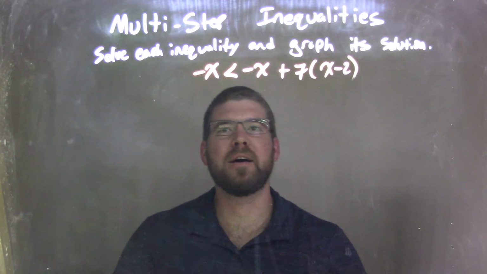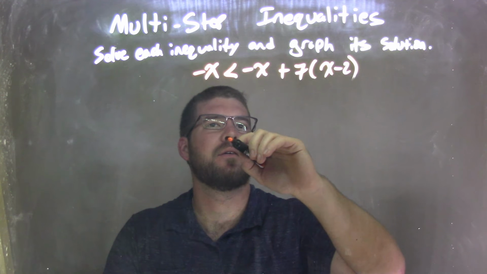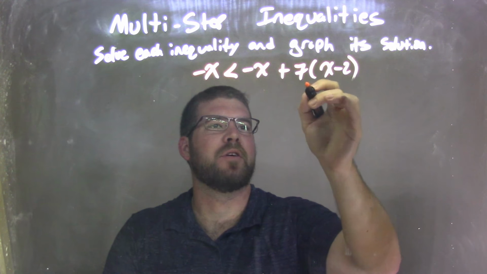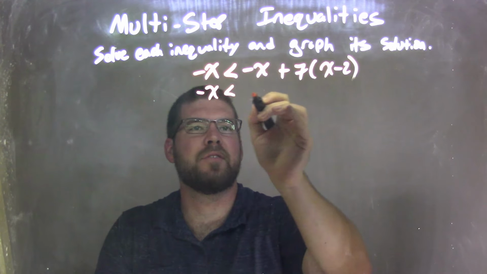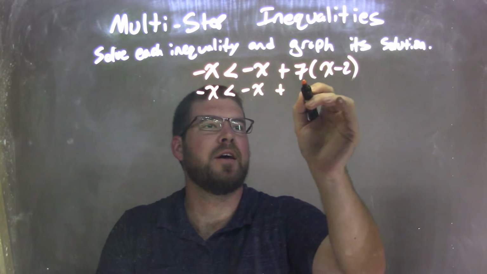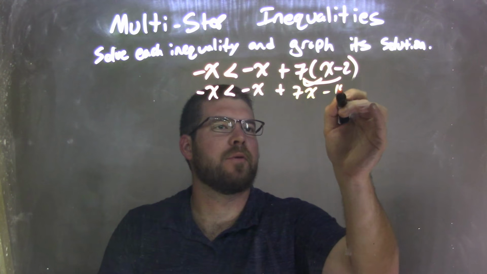I'm going to distribute the 7 first. So the negative x is right here by itself, is less than negative x plus 7 times x is 7x, and 7 times negative 2 is negative 14.